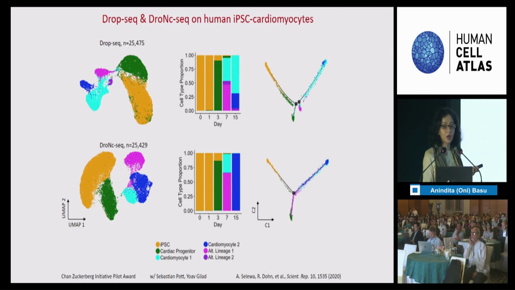Both these technologies can resolve the cell types in this differentiation process. They can also resolve the cell proportions pretty well, and they can resolve the differentiation process shown by these pseudotime trajectories. Some other lessons that we learned is that not all cells differentiate at the same rate. Some cells are fast responders, some cells take their time to differentiate into cardiomyocytes, and not all cells do differentiate into cardiomyocytes. They go into some alternative lineages, like shown here in alternative lineage 1 and 2.